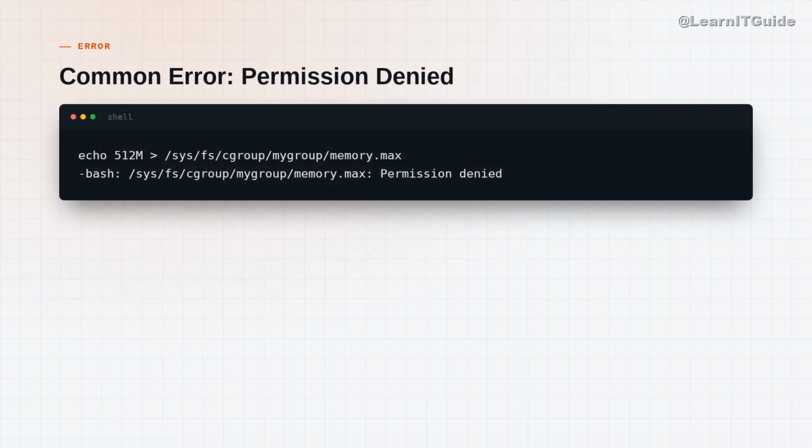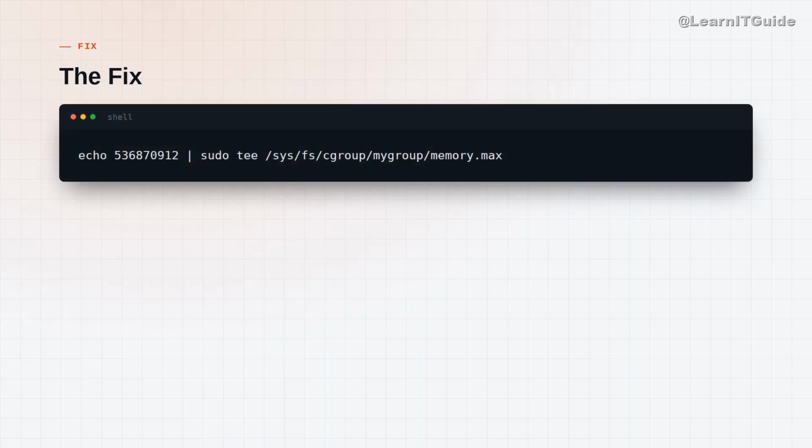If you see this permission denied error, it is because you are trying to write to the kernel file system without root privileges. You must use sudo with the tee command, as standard redirection does not inherit the root privilege of your shell. The fix is to use sudo with tee. Also, remember to provide the limit in bytes, not megabytes, as the kernel expects raw byte counts.